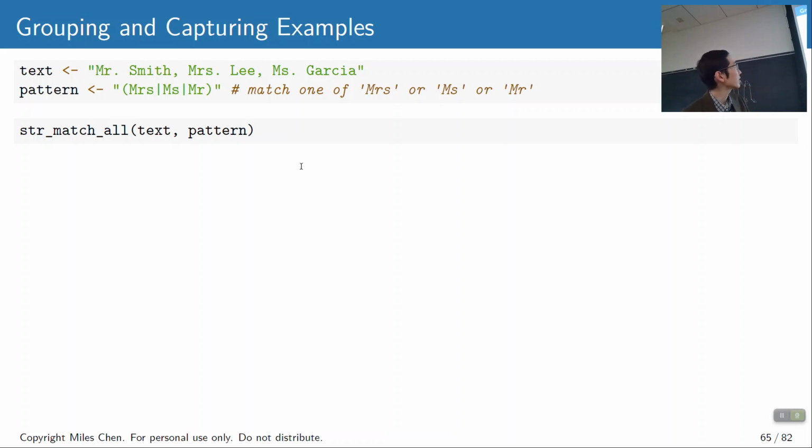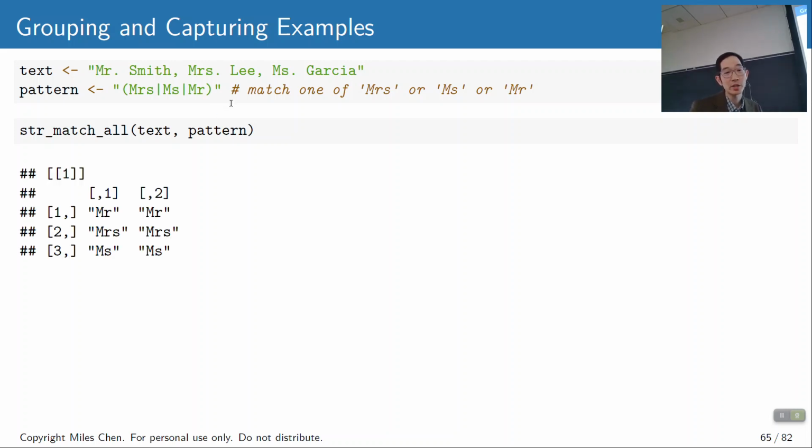Okay, here I got this text, Mr. Smith, comma, Mrs. Lee, comma, Ms. Garcia. And here we are going to search for this pattern MRS or MS or MR, okay? And again, regular expressions read left to right, and it gives preference to the pattern in left to right. So here we match the MR in Mr. Smith, the MRS in Mrs. Lee and the MS in Ms. Garcia. And these are all part of a capture group, so they get extracted here.